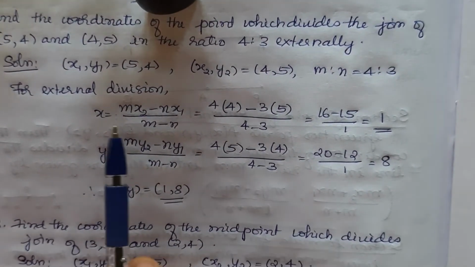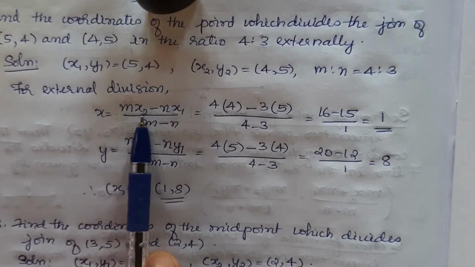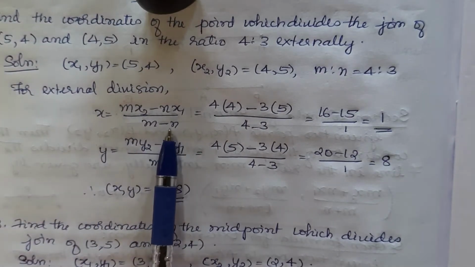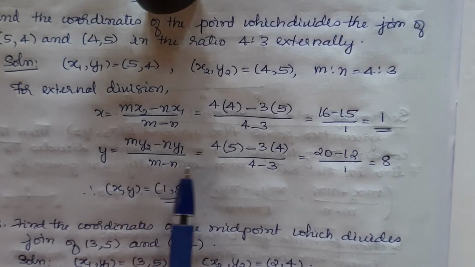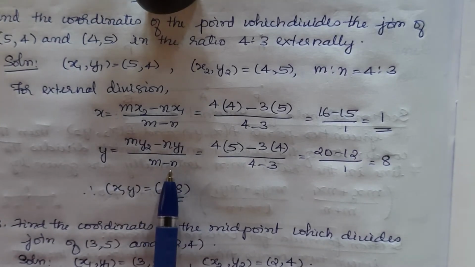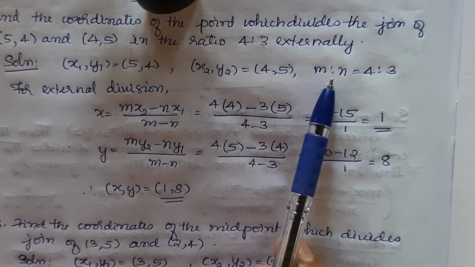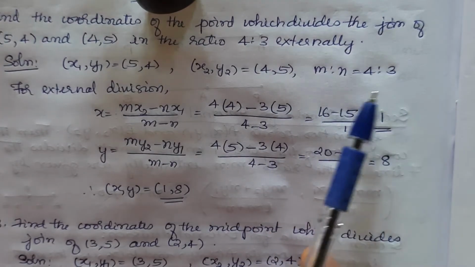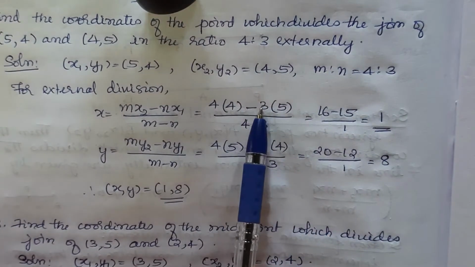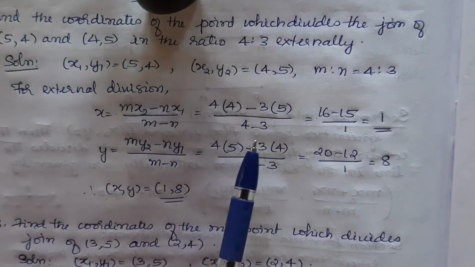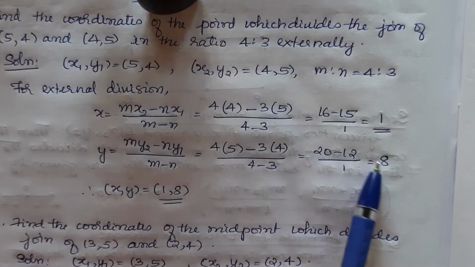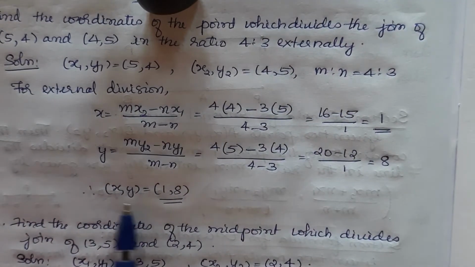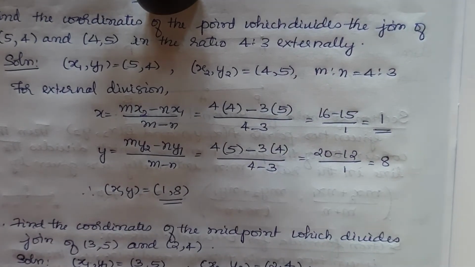For external division, the formula is x is (mx2 - nx1) divided by (m - n), and y is (my2 - ny1) divided by (m - n). Substitute m is to n is 4:3, therefore m is 4, n is 3. x1 and x2, if you substitute here and simplify, x will be 1, y will be 8. So, the point x comma y is (1, 8).